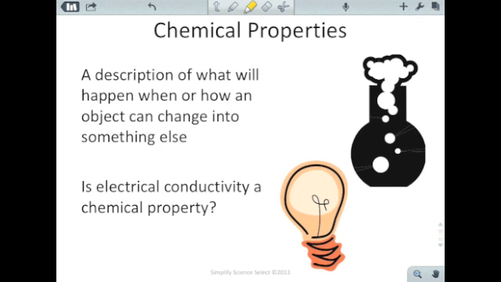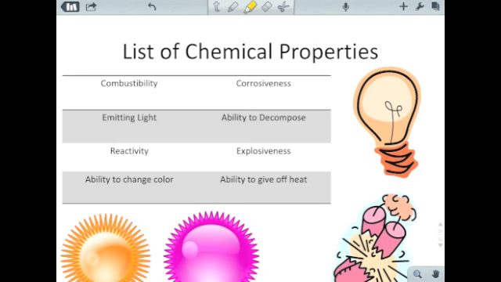The question: is electrical conductivity a chemical property? Well, in some cases it is a chemical property. In some cases it is a physical property. It just depends on how we are using it. The main thing here is anytime we're looking at chemical, there has to be a change in the composition. It has to change into something else. Physical properties don't change. Chemical properties do change. So when we observe physical, nothing happens to the composition. When we observe a chemical property, we are changing it into something else.